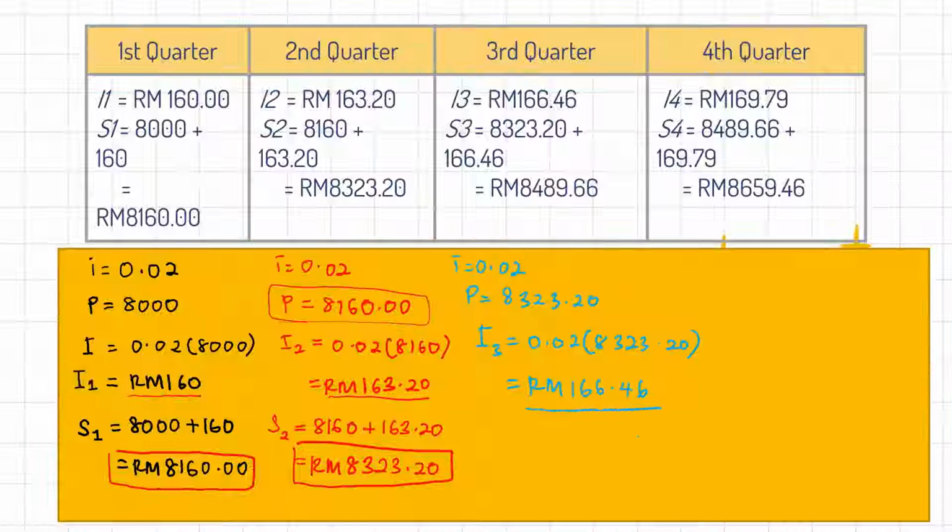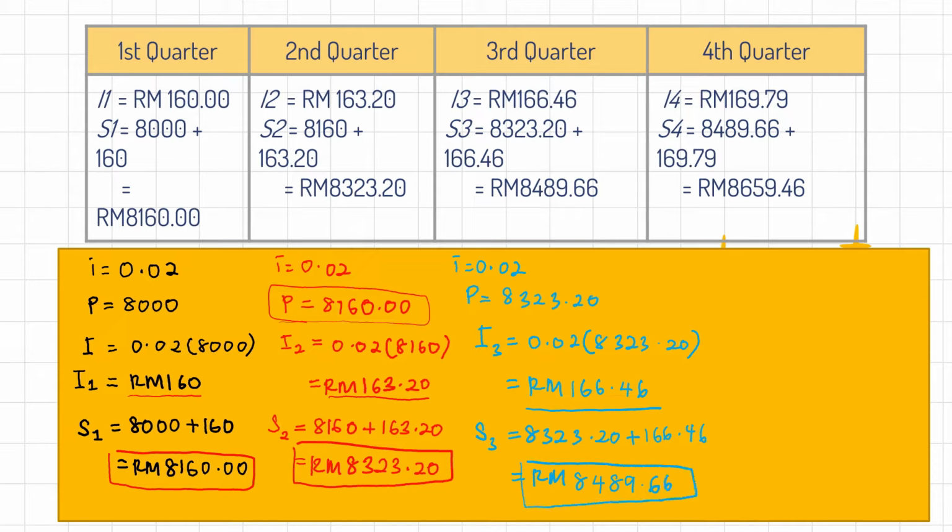If you notice, the interest will be more than the previous quarter. Okay? Let's do the same. We need to find the amount of money in the third quarter. Our P for third quarter is 8,323 ringgit and 20 cents plus the interest is 166 and 46 cents. Just press your calculator. The amount of money that you have in your account for third quarter will be 8,489 ringgit and 66 cents.